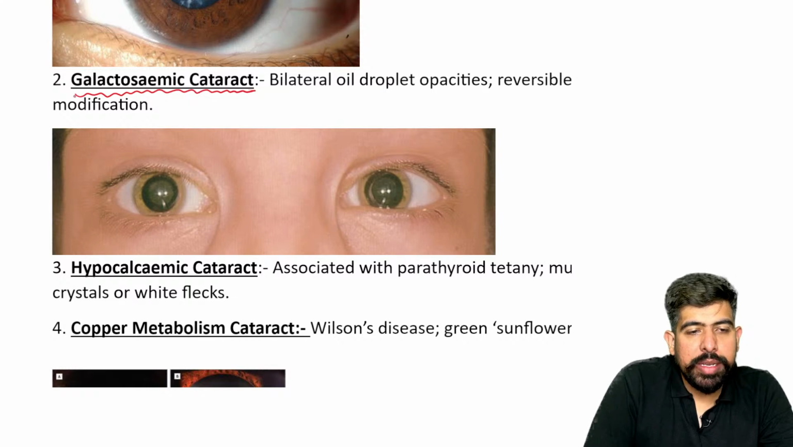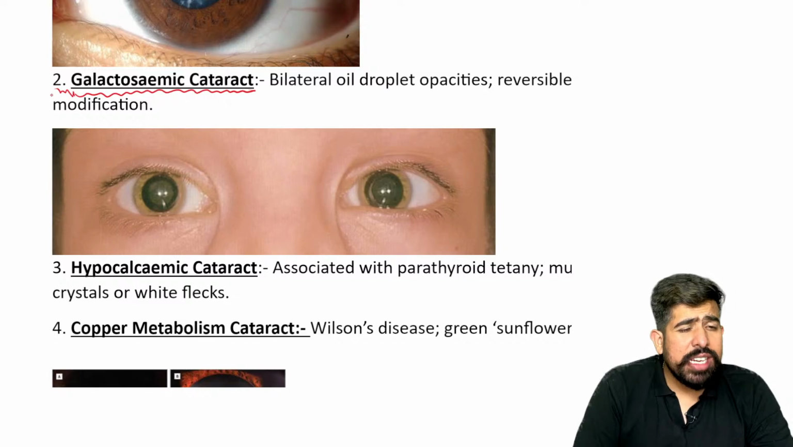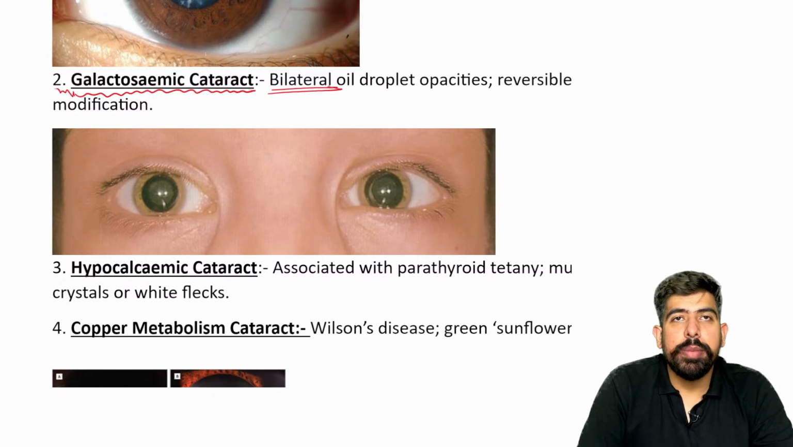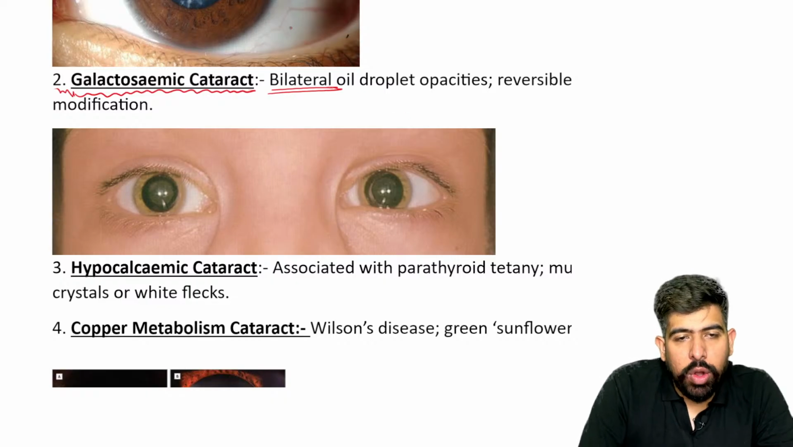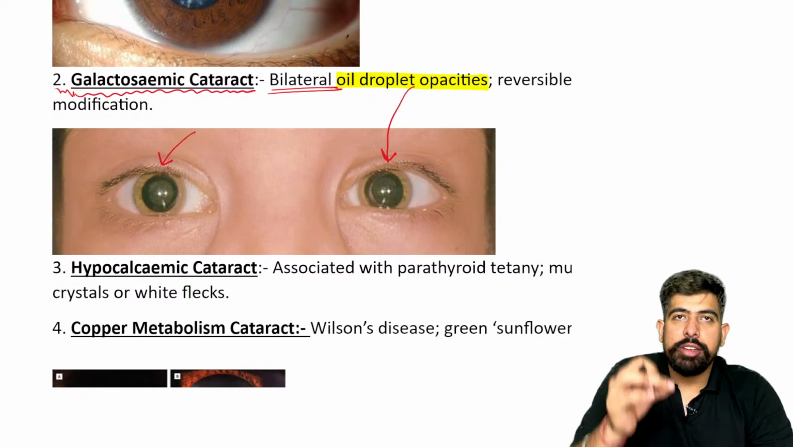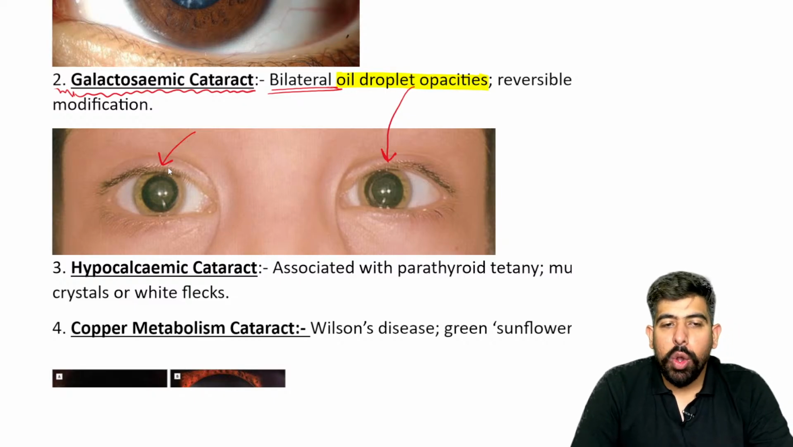Due to galactosemia, a cataract is seen in children, which is bilateral. Please remember this is bilateral, and it also has a special name, which is known as oil droplet opacity. It seems like there is an oil drop on the lens, so it is known as the oil drop cataract, also known as oil drop opacities.